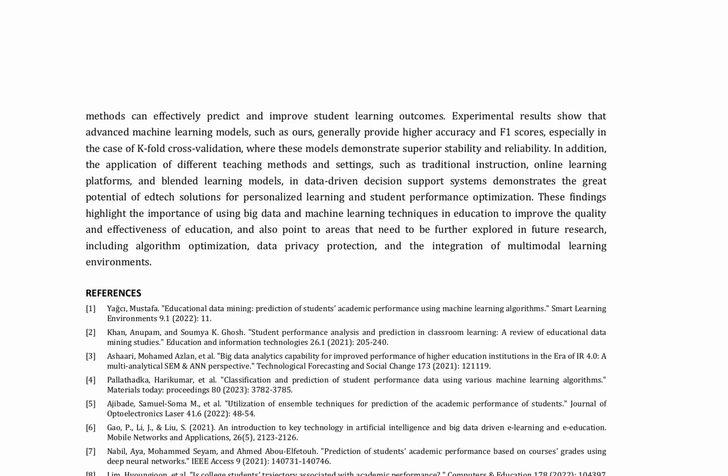The study concluded that the analysis of students' academic performance based on machine learning-based education big data demonstrates the effectiveness of multiple data science techniques and algorithms, such as KNN, DTW, and the author's method, in predicting and improving student learning outcomes. Experimental results revealed that advanced machine learning models generally provide higher accuracy and F1 scores, particularly in the case of k-fold cross-validation, where these models demonstrated superior stability and reliability.